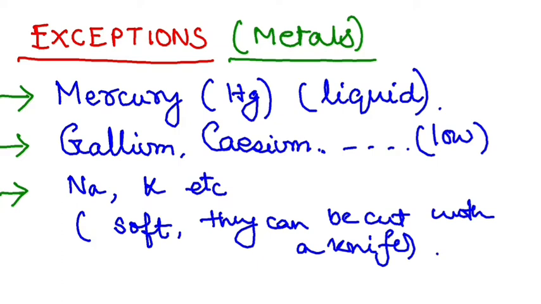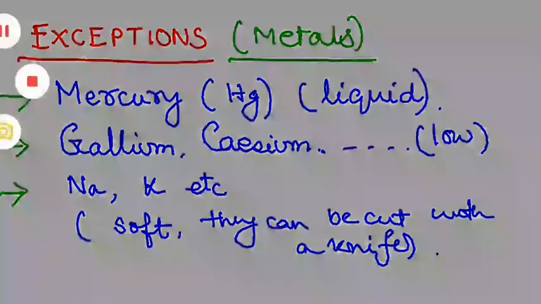I'm going through the list again. Metals are normally solid except mercury. Metals have high melting and boiling point except gallium and cesium, because they have low melting and boiling points. Metals are usually very hard, but sodium and potassium are very soft, rather they can be cut with a knife also. All right, these are the exceptions in metals. Next we are going to learn exceptions in non-metals.